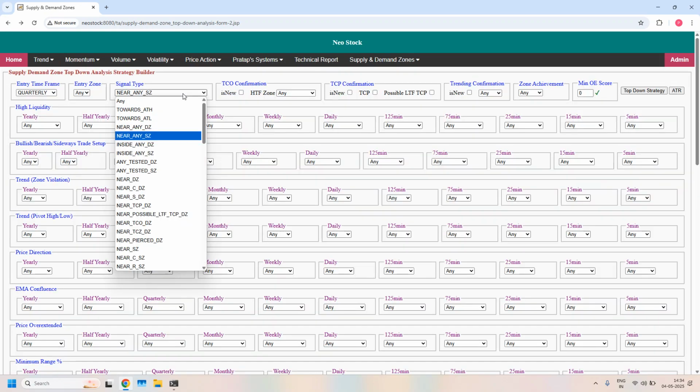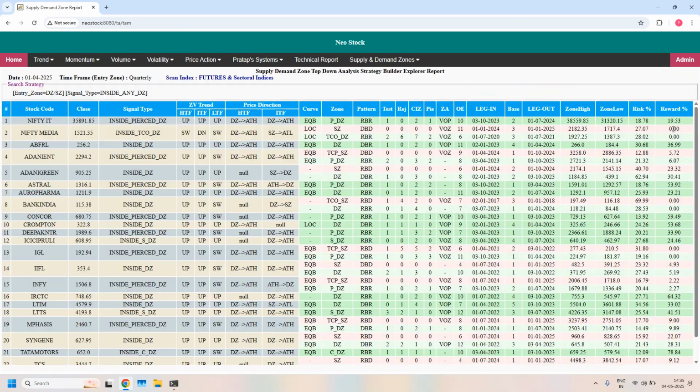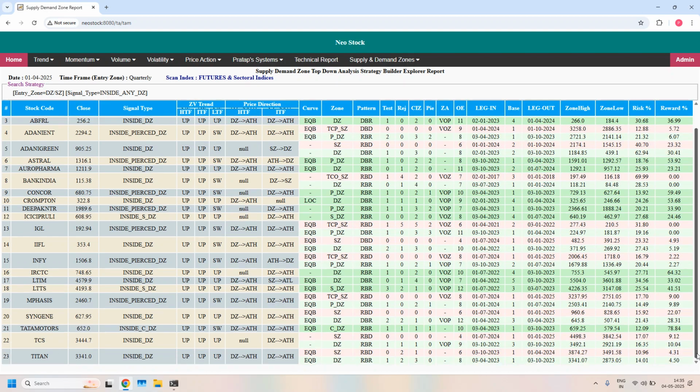Next, price closed inside the quarterly demand zone. First 21 stocks in the list. Scrolling the list down. Total 23 stocks are filtered. We can further filter this list based on quarterly demand zone having quarterly EMA confluence.